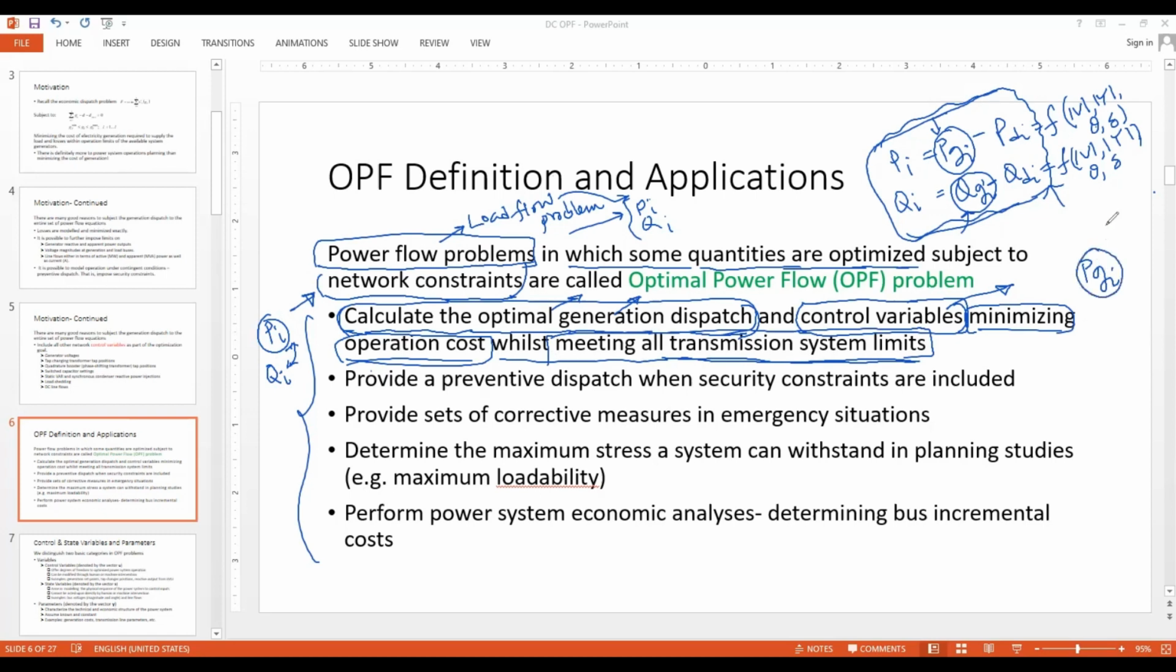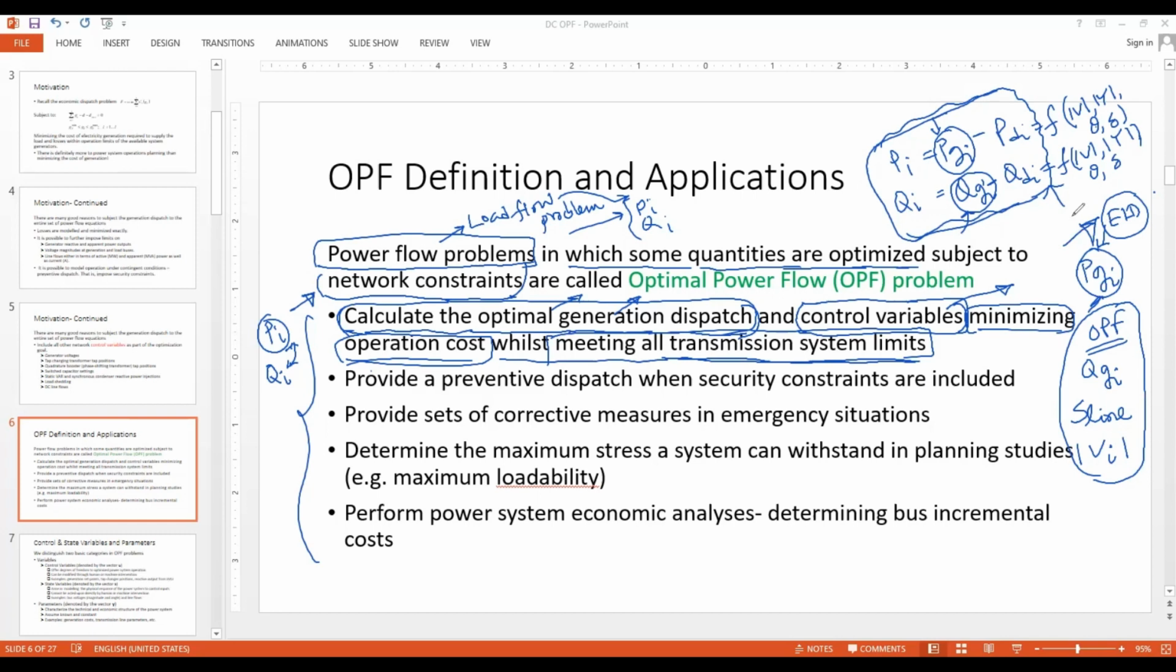So this is for ELD. For OPF, besides that, we can also incorporate limits on QGIs. We can also incorporate limits on the line flow, that is the apparent power flow in the lines. We can also impose limits on the bus voltage magnitude. So these are a few examples where the OPF is different from the ELD. OPF is a much more complex problem compared to the conventional ELD.